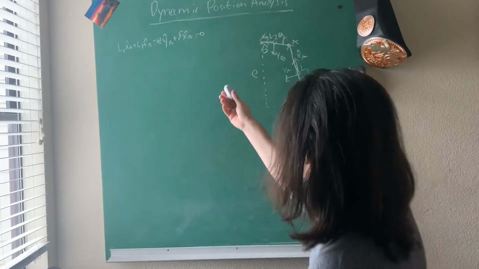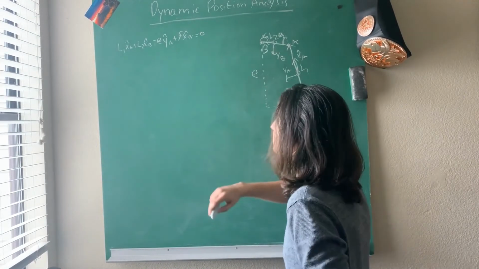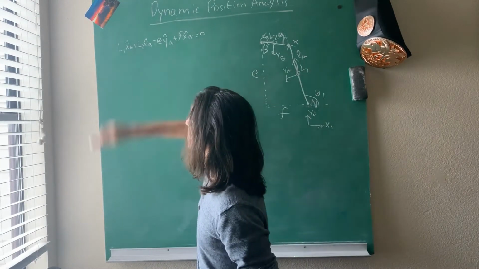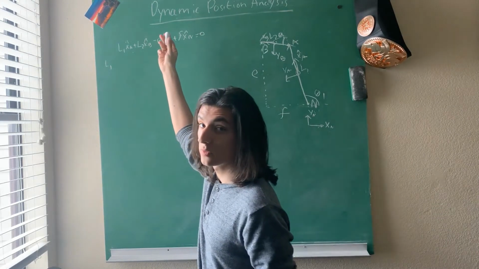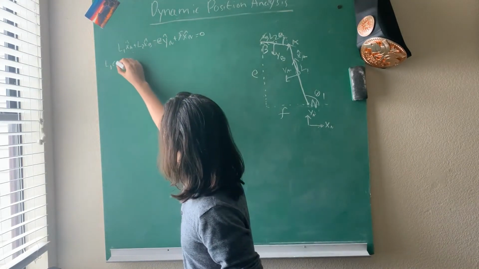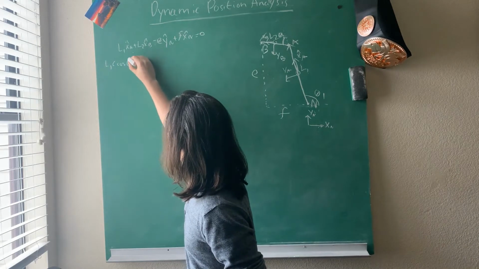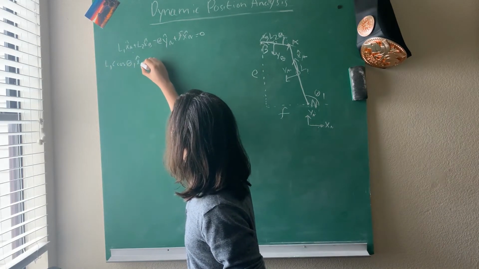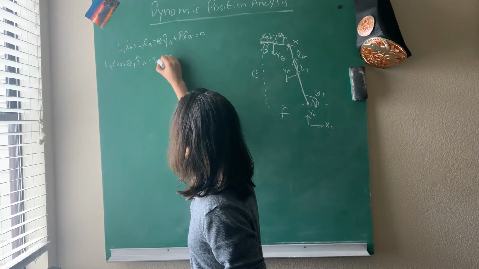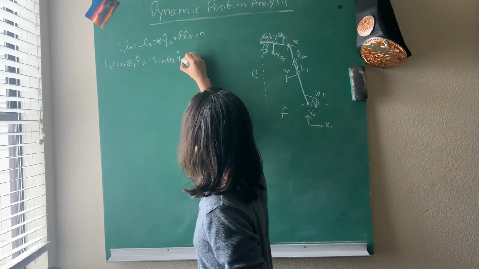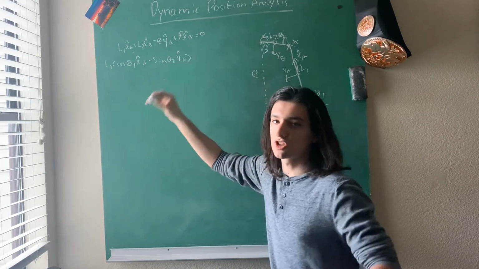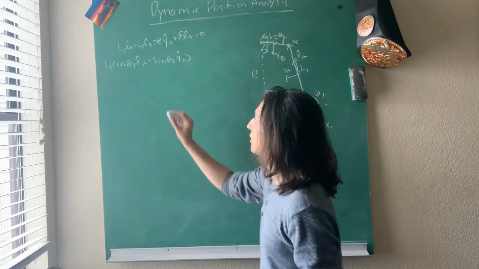We have our vector loop equaling 0. Let's start with getting rid of the A frame. We've got L1. Remember what it was before, what xA equaled? It equaled cosine theta 1 x hat n minus sine theta 1 y hat n. Easy, it's already in the N frame.